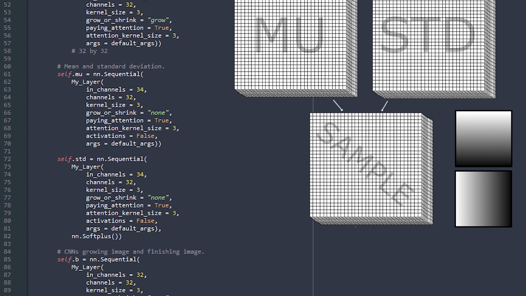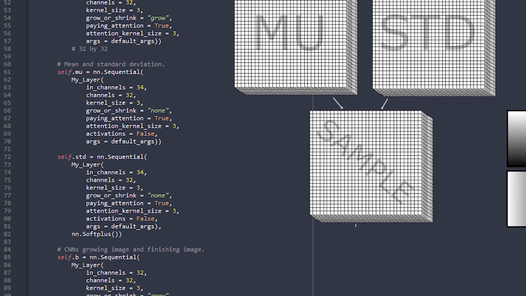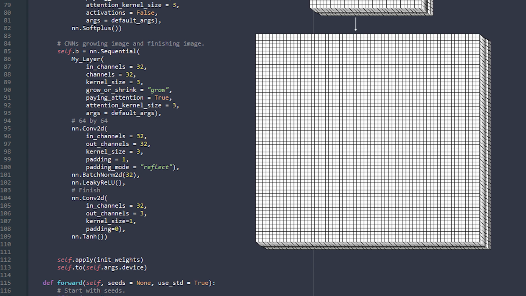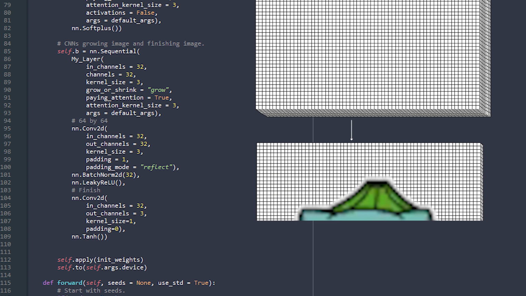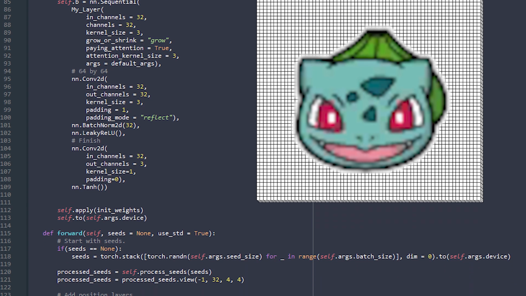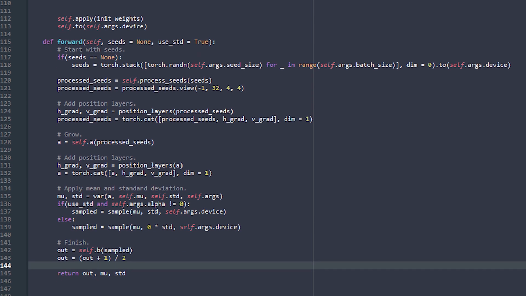Oh, and for the mean and standard deviation, I do the positions again, just so it knows where in the picture it is. So we're going to make them 64 by 64, and we're going to have one last convolutional neural network, leave them as 64 by 64 with only 3 channels, red, green, and blue. So that's going to be how we're making these pictures, with this entropy step about halfway through.